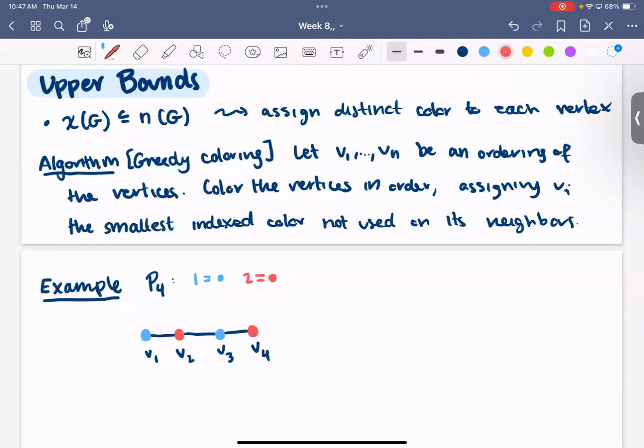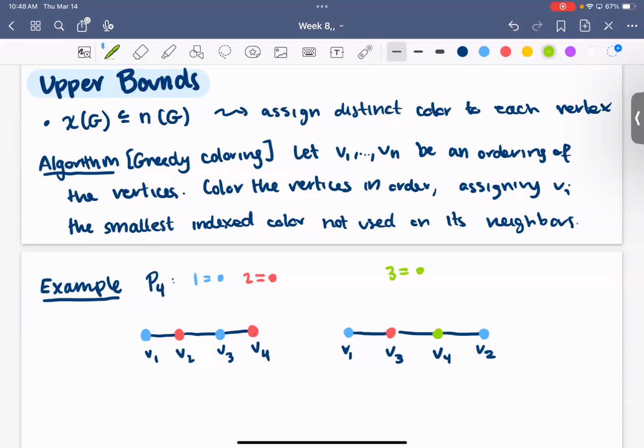But if I pick a different order, then I'll run into problems. So if I have this order instead, I start by coloring vertex 1 blue. V2, I would color blue. V3, I am now forced to color red. And then V4 is left over and I have to use a third color, so I'll color that green.